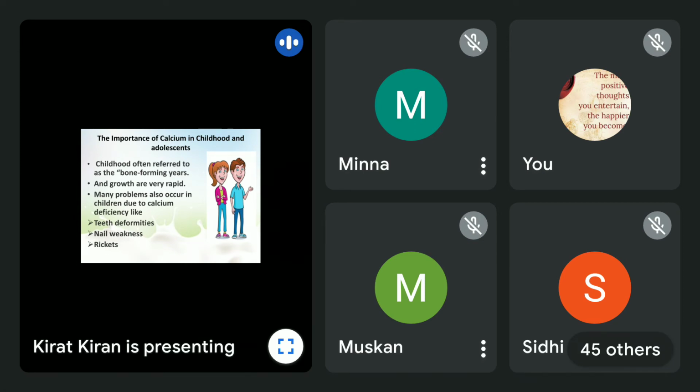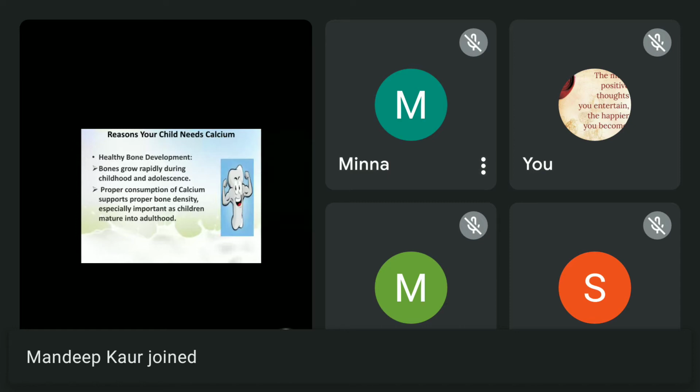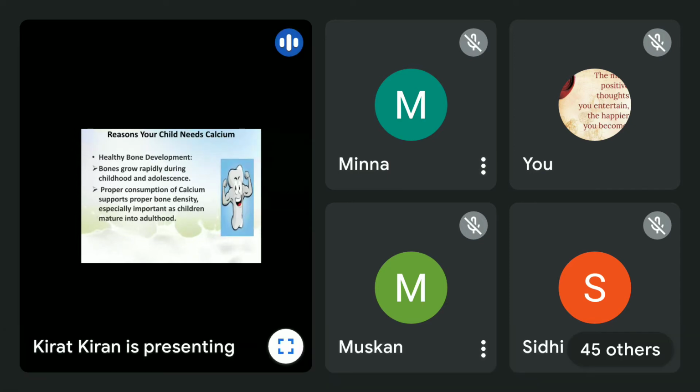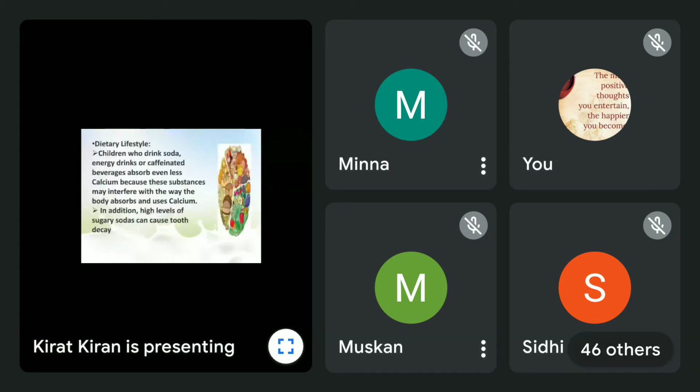Many problems also occur in children due to calcium deficiency, like teeth deformity, nail weakness, and rickets. Reasons your child needs calcium: healthy bone development. Bones grow rapidly during childhood and adolescence. Poor consumption of calcium results in poor bone density, especially important as children mature into adulthood. Dietary lifestyle: children who drink soda, energy drinks, or caffeinated beverages absorb even less calcium because these substances may interfere with the way the body absorbs and uses calcium. In addition, high levels of sugary soda can cause tooth decay.